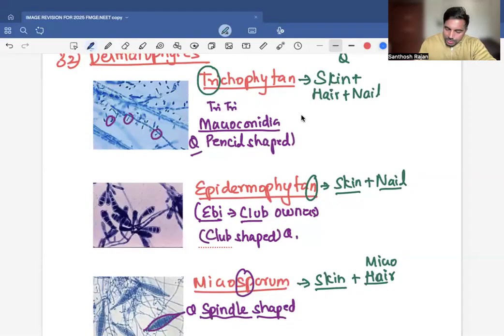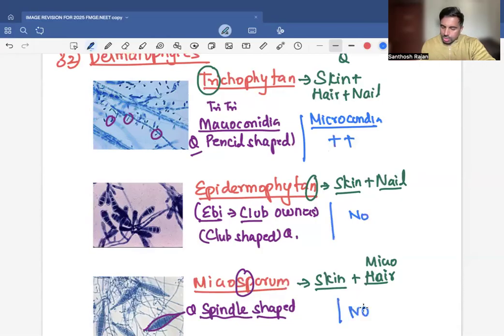Now, only in Trichophyton you have microconidia, abundant microconidia. Rest all, you don't have it, very minute or none. You can simply say no. That's also one question. If they say microconidia is abundant in Epidermophyton or Microsporum, you say no, it's not there. That's all, this much only for your dermatophytes to know.